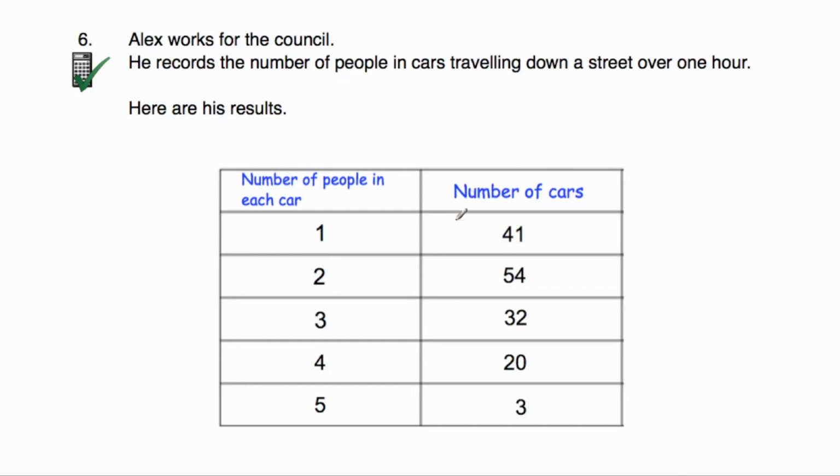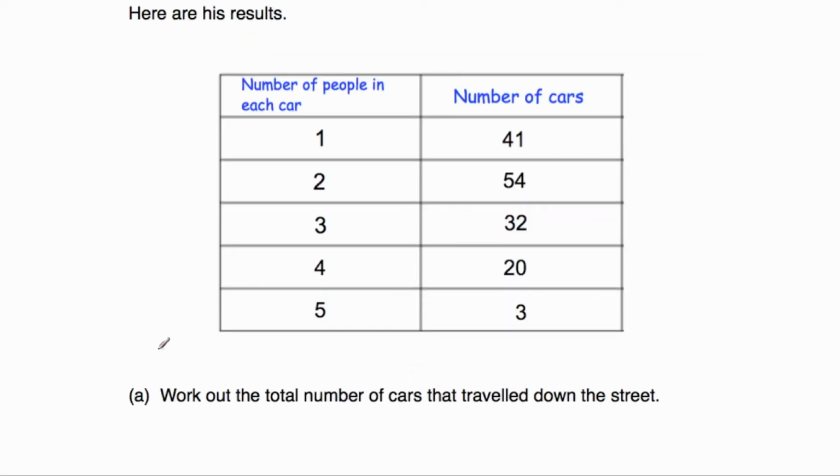So we've got 41 cars with 1 person in each of those cars. We've got 54 cars with 2 people in each of those cars. We've got 32 cars with 3 people in each of those cars. We've got 20 cars with 4 people in each of those cars. And we've got 3 cars that have got 5 people in each of those cars. And part A says, work out the total number of cars that travel down the street.